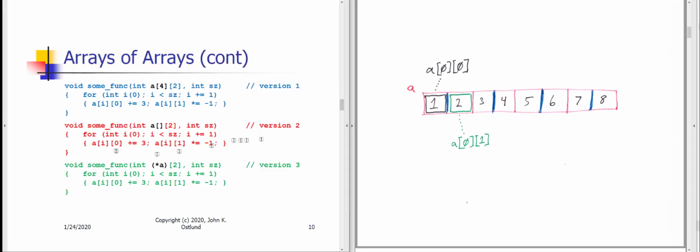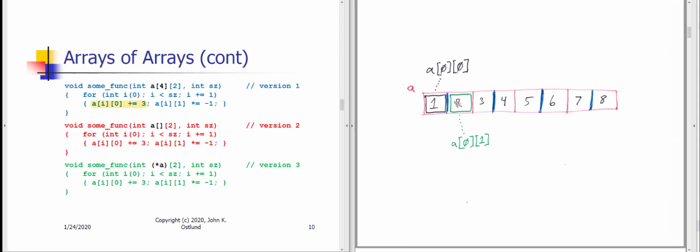When I call sumfunc, what's going on in sumfunc is that A sub I sub 0 is having 3 added to it for each value of I going from 0 up to 4, up to but not including 4. And A sub I sub 1 is being replaced by its negative. So the 1, 3, 5, 7, which are A sub 0 sub 0, A sub 1 sub 0, A sub 2 sub 0, A sub 3 sub 0, are all having 3 added to them, and they become 4, 6, 8, and 10.